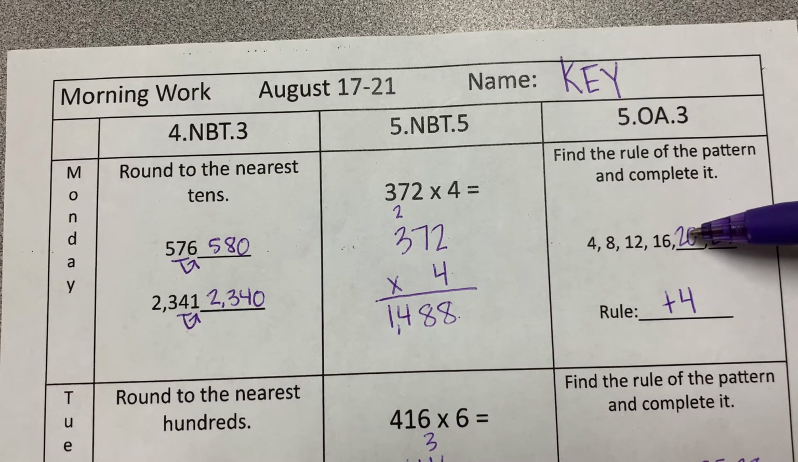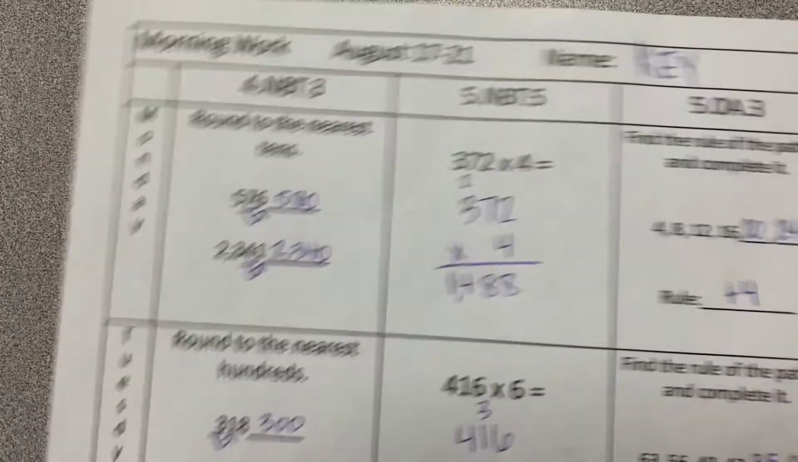And then we come in and we add our two numbers to the end of our pattern. So 16 plus 4 is 20. 20 plus 4 is 24.